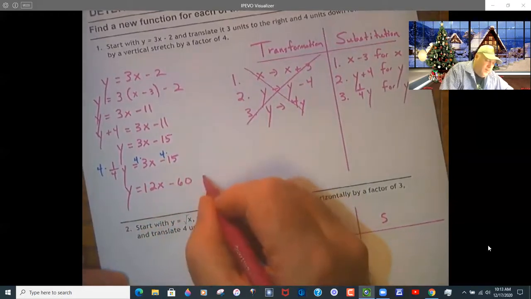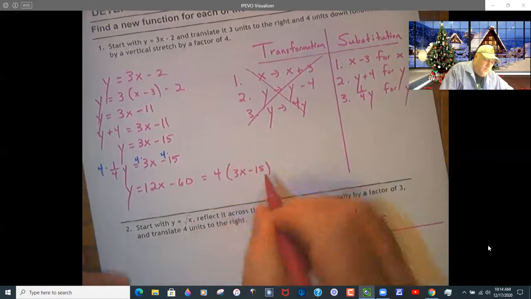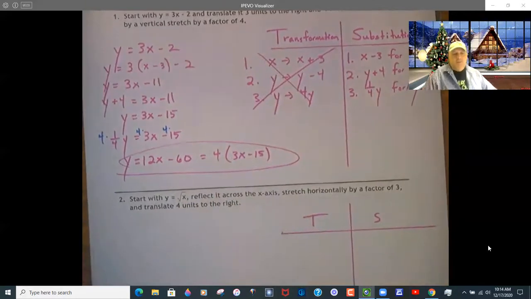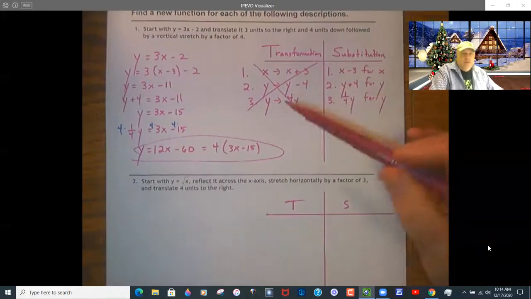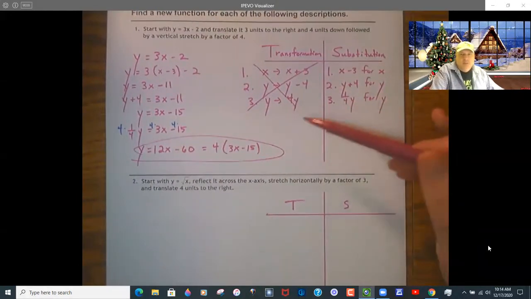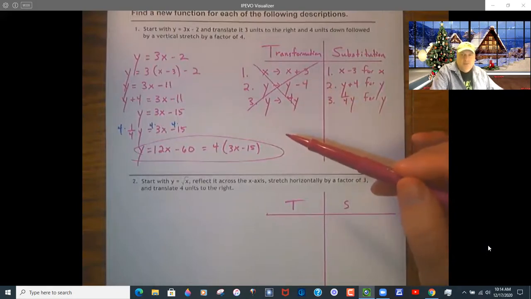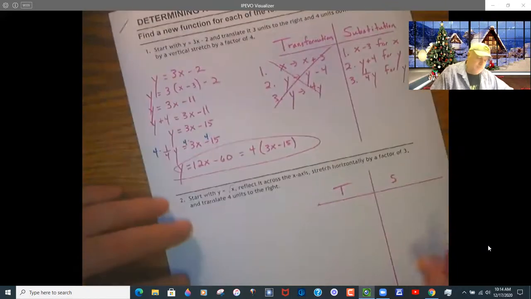Can you say 4 in front like this? I would take this also, but you could still multiply the 4 through. So there's an example of function transformations. You really need to do a table like this every time, just so you can keep things straight. And once you're done with the transformation piece, that's totally forgotten.